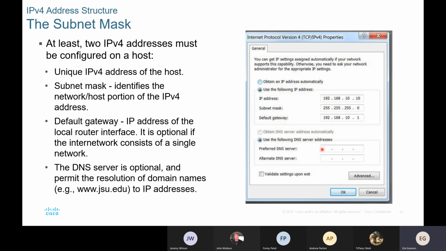There are also some fields here in Windows that are optional, which is the DNS server. DNS stands for domain name system, and it's a service. It's a client-server service where the client can query the server, for example, to resolve a domain name to an IP address. So people have difficulty memorizing IP addresses, but the computer works with IP addresses.